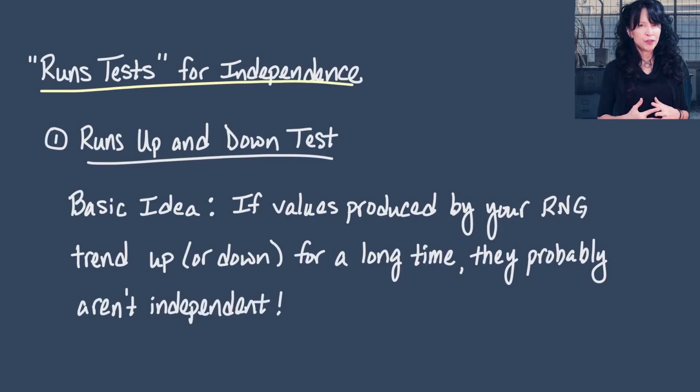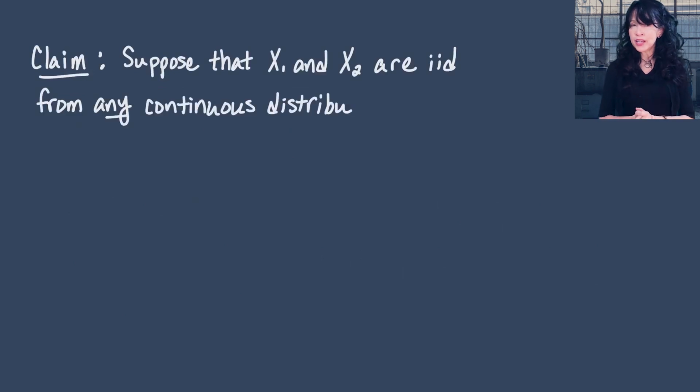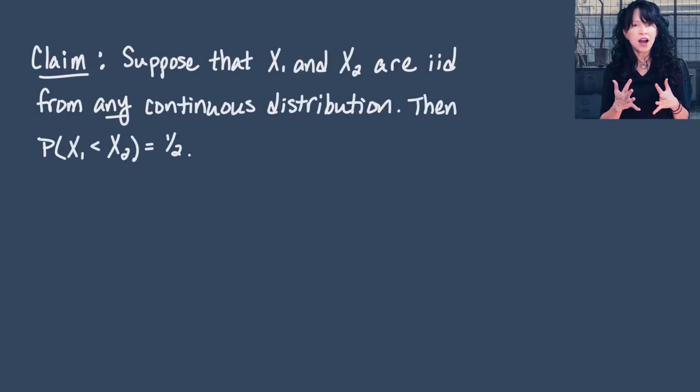Before getting into our first runs test, I have a quick interesting claim for you. Suppose that capital X1 and capital X2 are IID from any continuous distribution. I claim that the probability that X1 is less than X2 is 1/2. And because these are continuous, I can replace this strict inequality with less than or equal to, and you should still get 1/2. I'm going to prove this in 2 ways because I think both approaches illustrate something that you're going to find useful, and the proofs are pretty short.